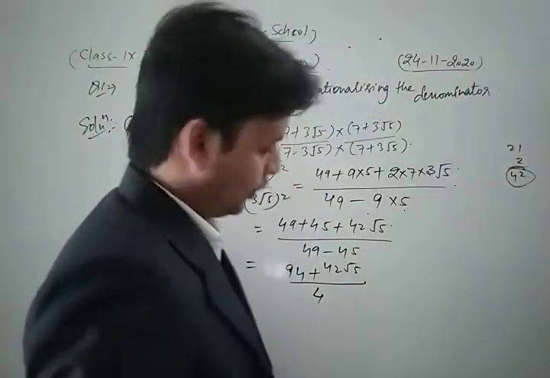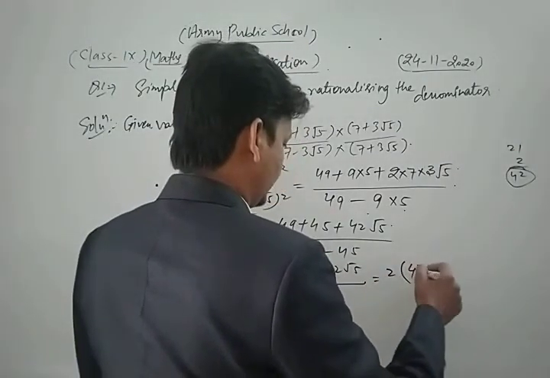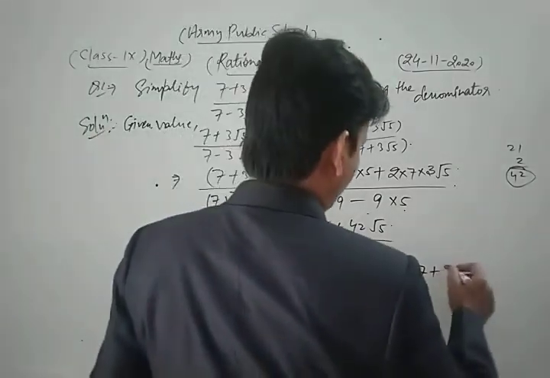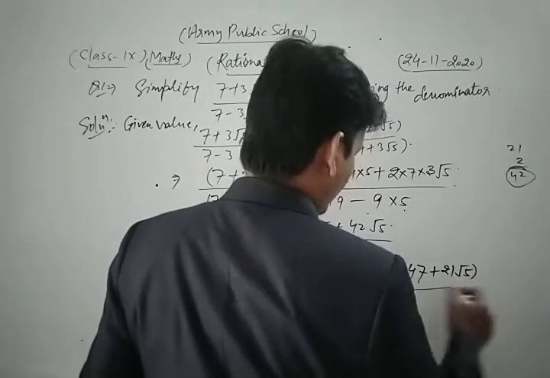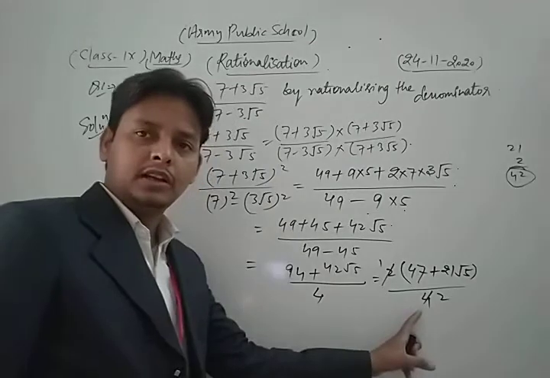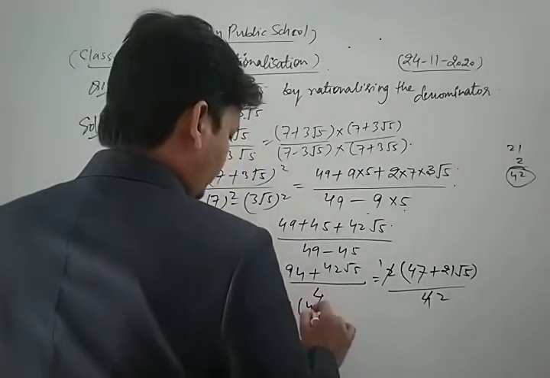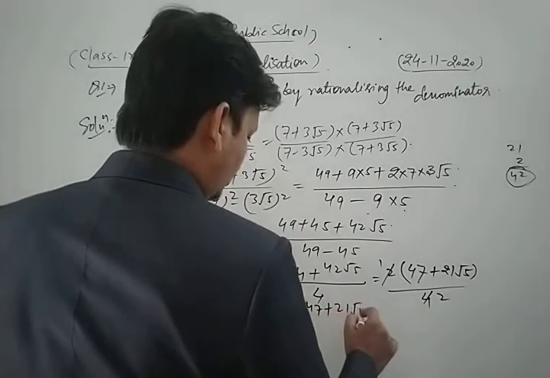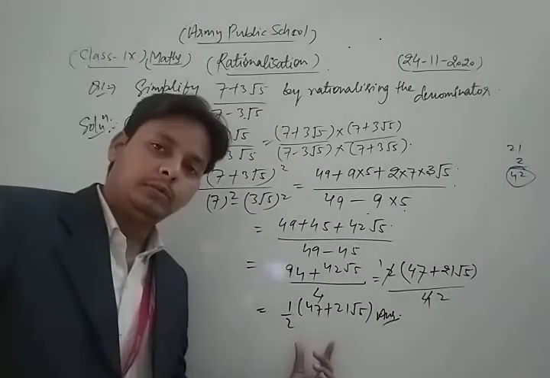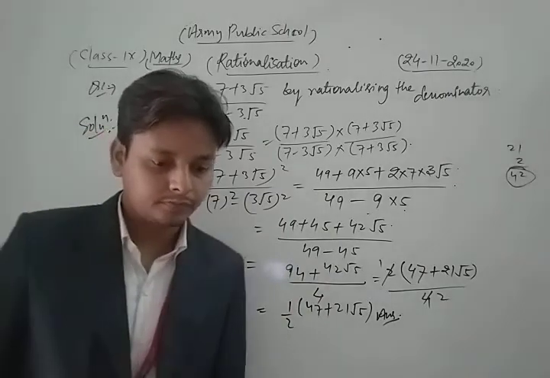Now what do we get, dear students? We take 2 as common in the numerator, so we get 2 into 47 plus 21 root 5 upon 4. Now 2 1 are 2, 2 2 are 4. Now the required answer is 1 by 2 of 47 plus 21 root 5. This is our required solution. Now we have removed the root from the denominator, so this is our complete solution.